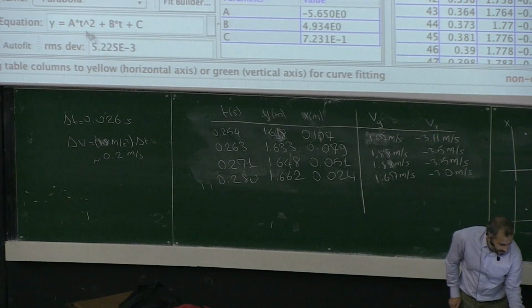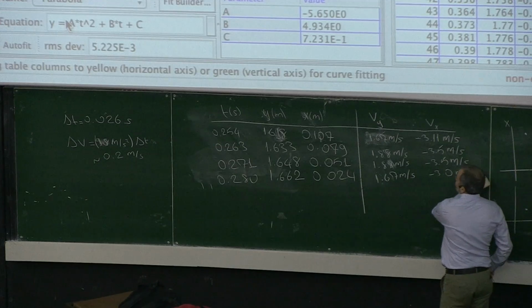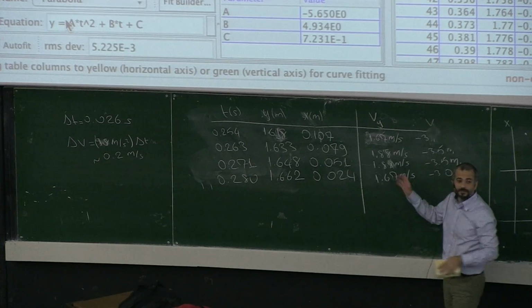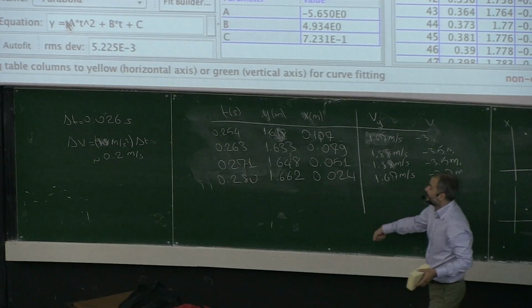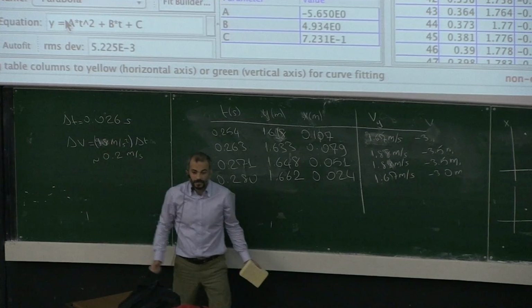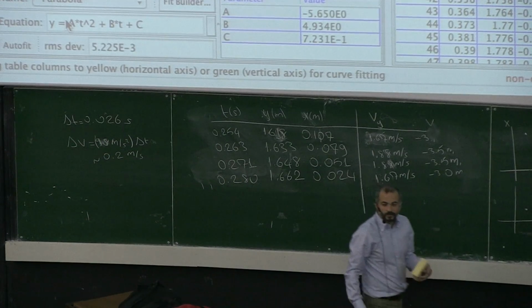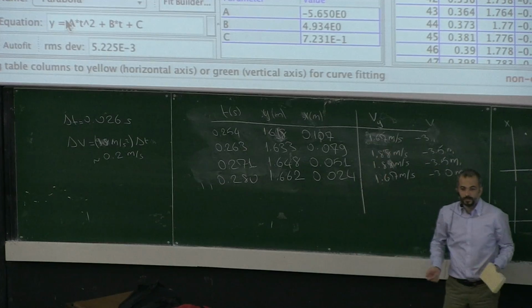So we have already the y. I'm erasing this. Any questions in this one? Now we failed because our error bars are much larger than this change that we expect to measure. So just picking up 4 points and trying to calculate the acceleration will not be useful for us.